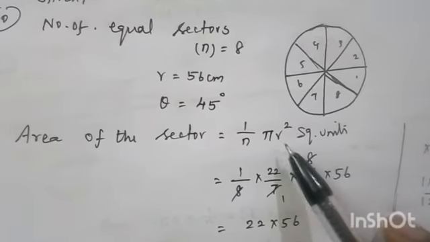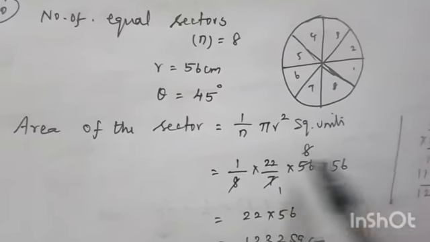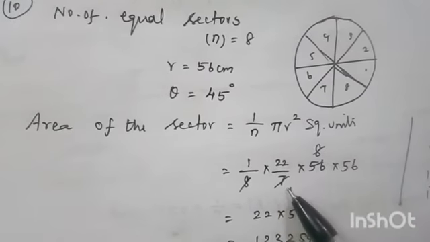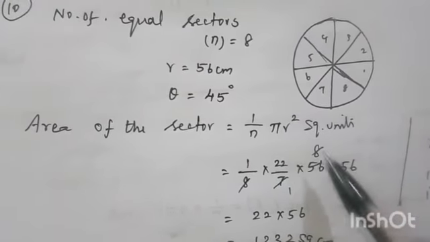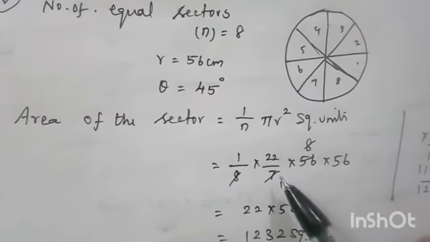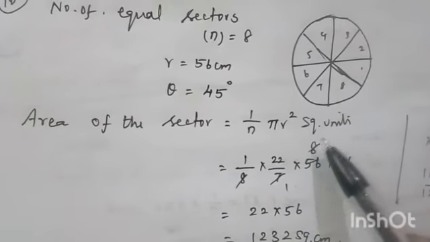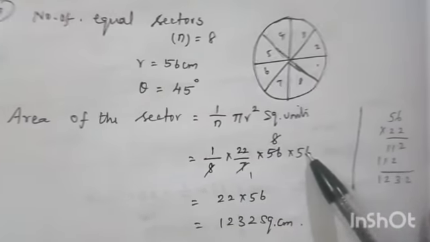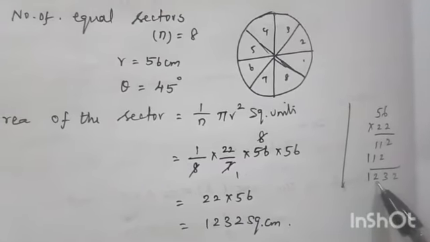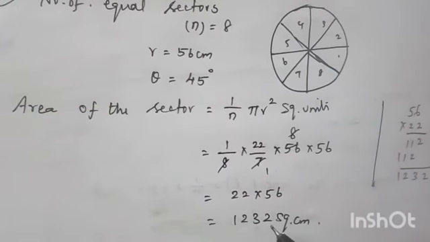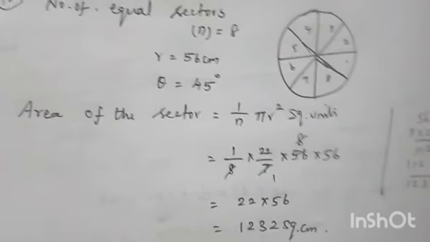Area of a sector equal to 1 by n into pi r square units, that is 1 by 8 into pi value given in the question, 22 by 7, into r value 56 into 56. First cancel: 1 7 is 7, 8 7s are 56, then 8 cancels. After cancelling we have 22 into 56. Multiply, that is 1232. So the area of the sector equal to 1232 square centimeter.